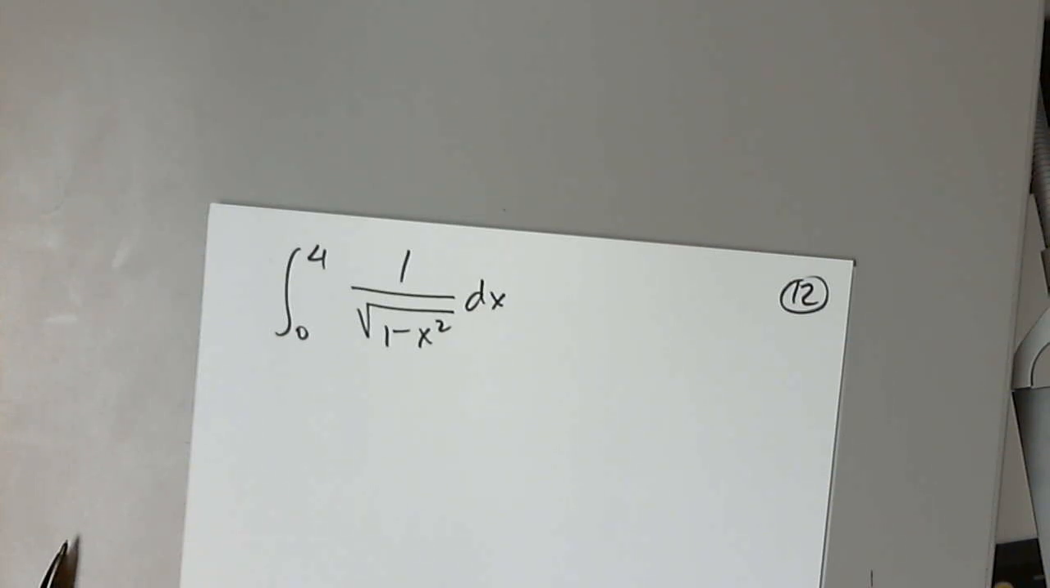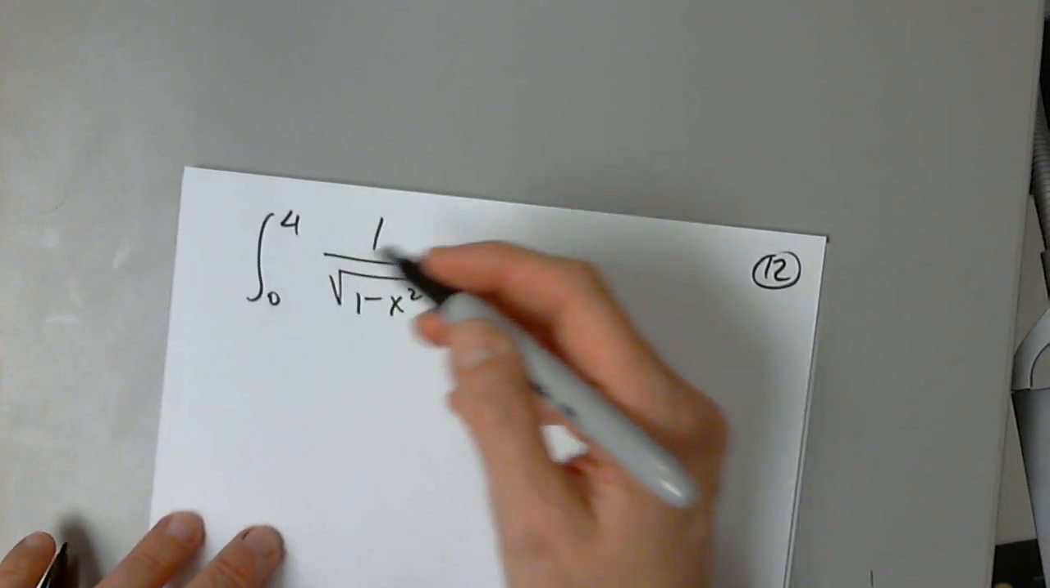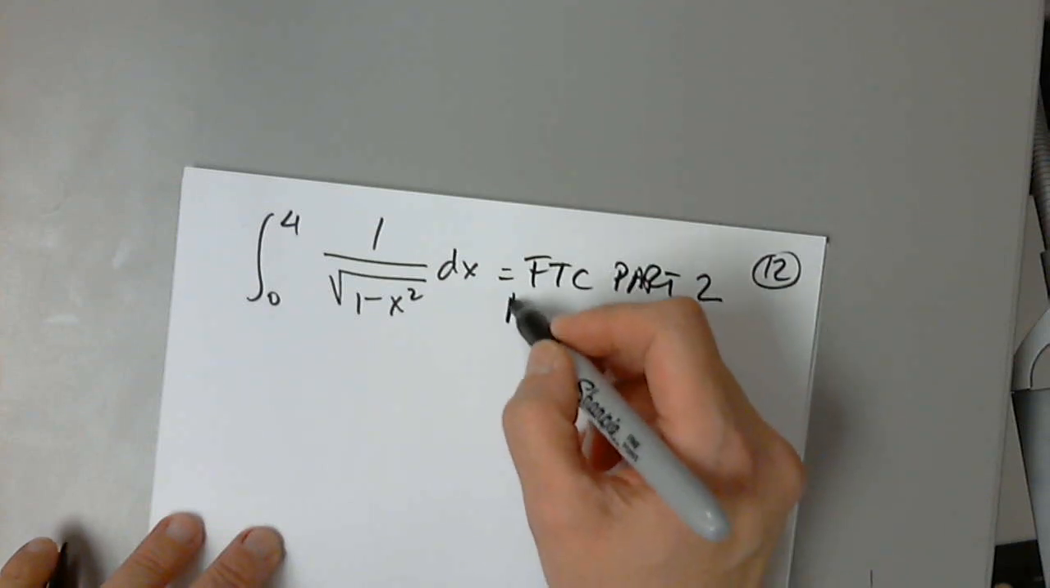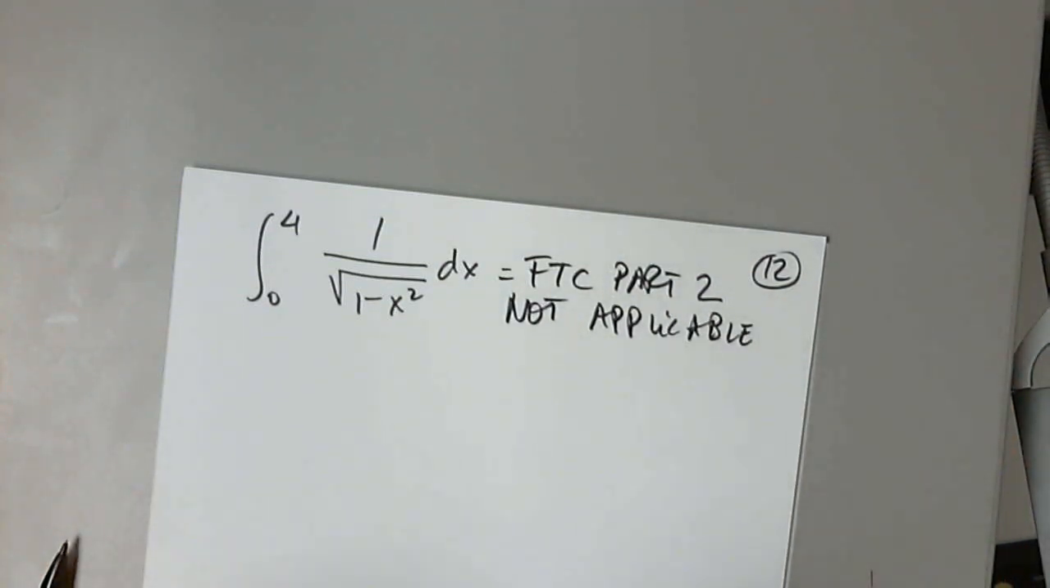So, we forgot to do something very important. It's not continuous. It's not defined at 1 and it's not defined at other values as well in this interval. FTC part 2 is not applicable. This is an improper integral. Calc 2. Good?